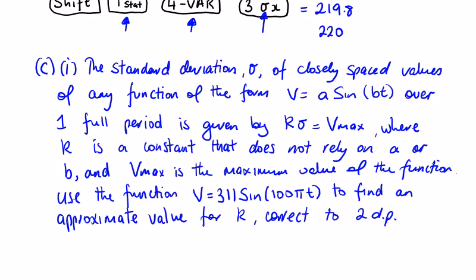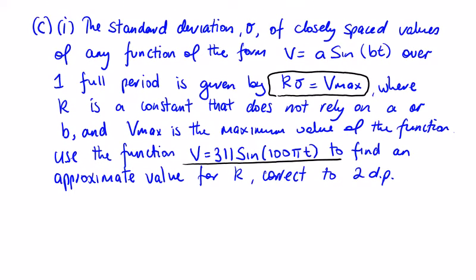Part C of this question. The reading of it takes longer than the maths, and this was typical of project maths in the early days. The standard deviation sigma of closely spaced values of any function of the form V is equal to A sine BT over one full period is given by K times sigma is equal to the V max, where k is a constant and does not rely on a or b, and Vmax is the max value of the function. Use the function that we had above to find an approximate value for k.